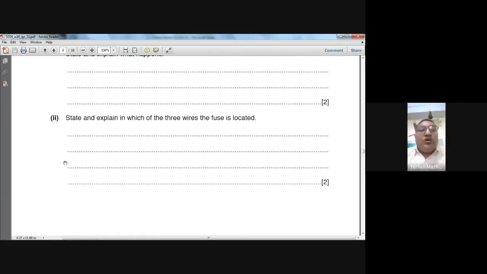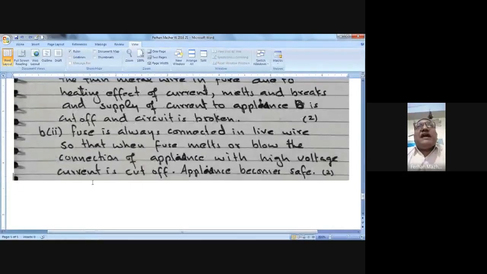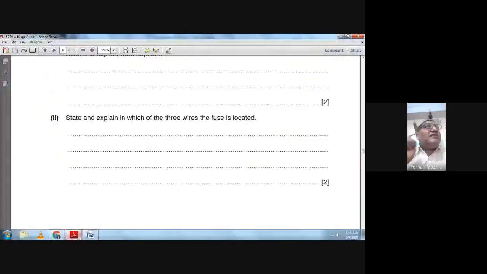So once it's blown, your appliance is isolated from the high voltage live current, and it becomes safe to touch, it becomes safe to repair the appliance. Okay? So that's why we always put the fuse on the live wire. The fuse is always connected in the live wire so that when the fuse melts or blows, the connection of the appliance with high voltage current is cut off. The appliance becomes safe. It's a two-mark question. I hope you have understood it.